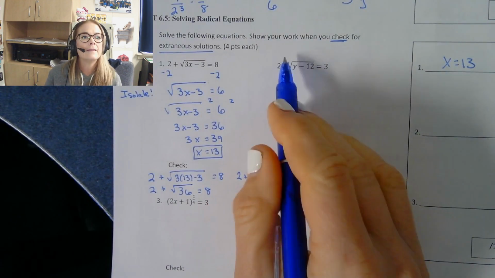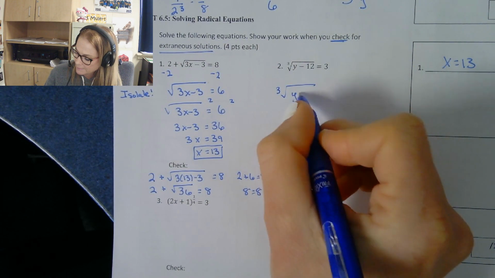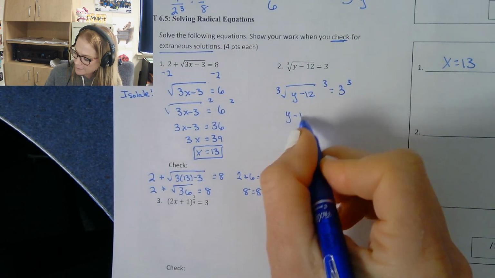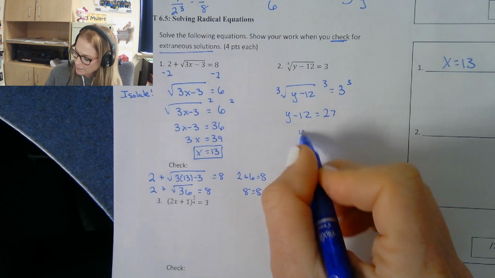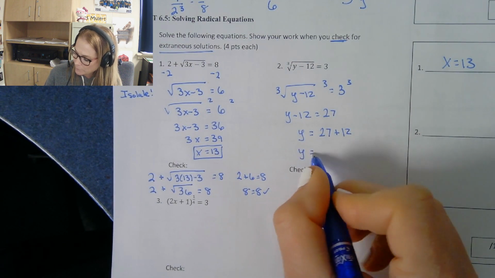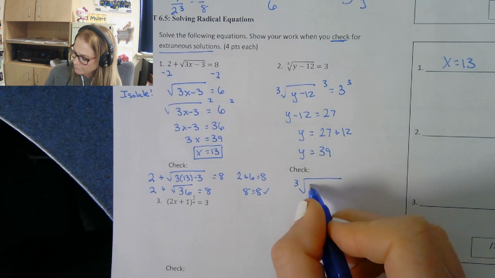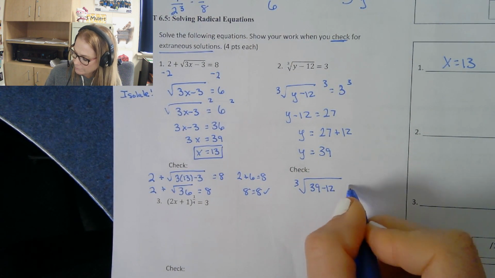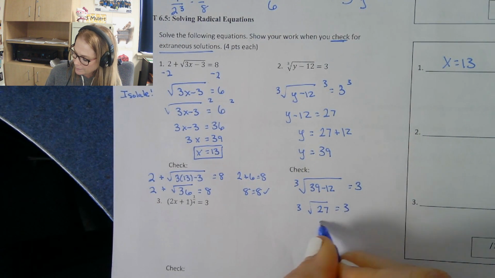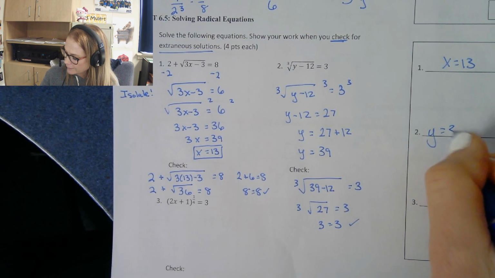All right. The next one here is a cubed root. It's already isolated, so I'm going to cube both sides. Y minus 12 equals 27. Plus 12, plus 12. Y is equal to 39. So let's check. Is the cubed root of 39 minus 12 equal to 3? Is the cubed root of 27 equal to 3? 3 equals 3. Check. Y is equal to 39.